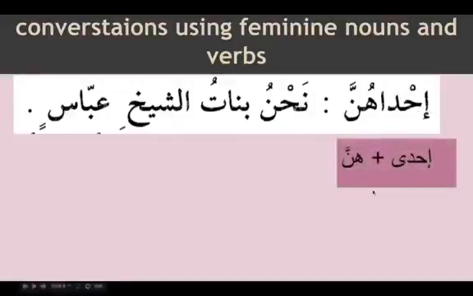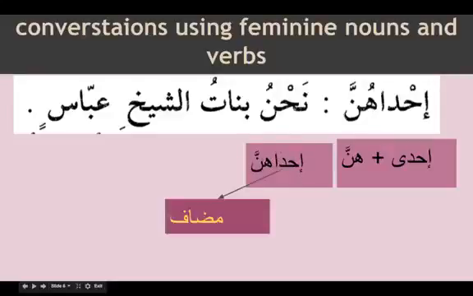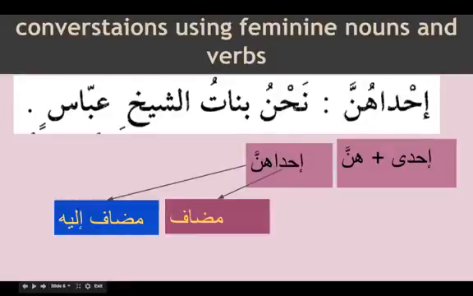How is it written? Ihda is written with alif maksura. We know the noun which ends in alif maksura is most of the time feminine. With a pronoun attached, ihdahunna, the alif maksura becomes a mad, and this is how it is written. Ihdahunna is mudaf and mudaf ilayhi, one of them.